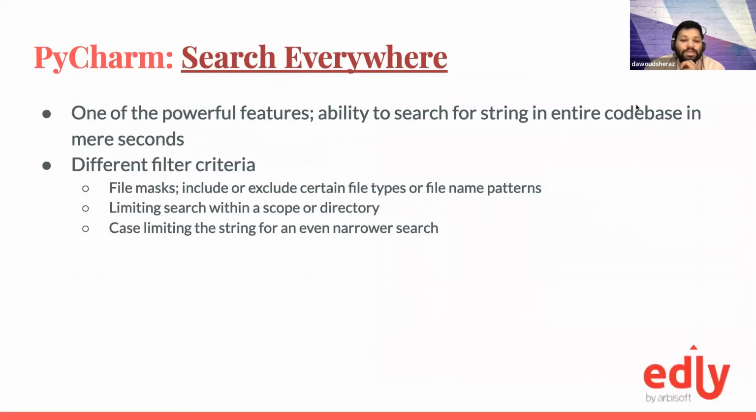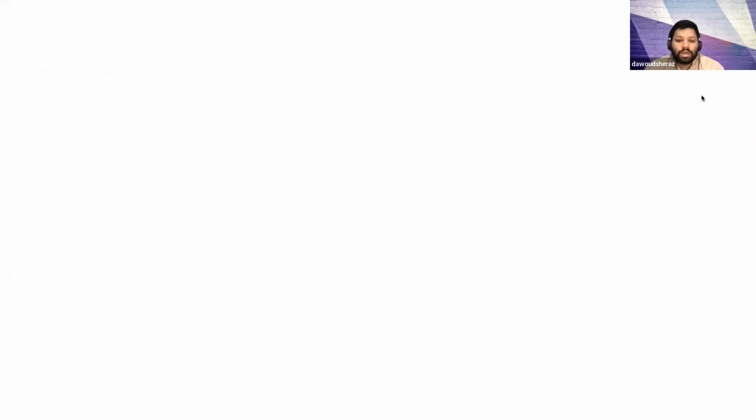And lastly, the search everywhere feature. This is one of the powerful features that is up our sleeve, that we can add file mask, include or exclude certain file types, limit search to a certain directory or scope, or even case limit a string that we are searching. On the next slide, we'll see another quick feature in action.